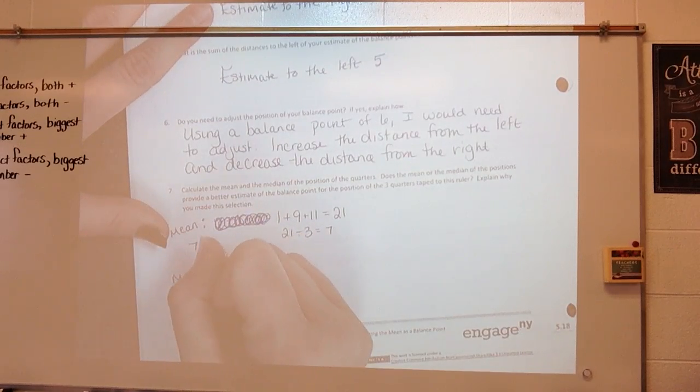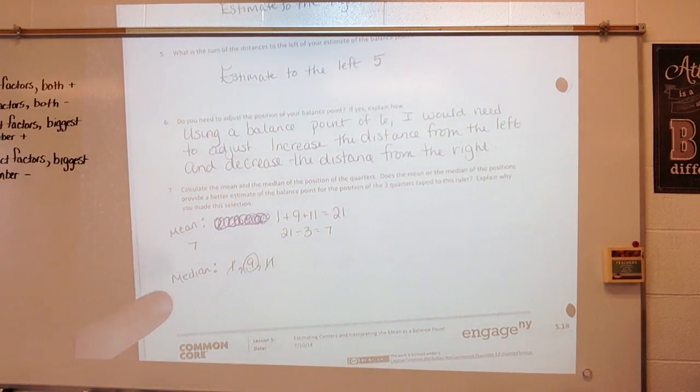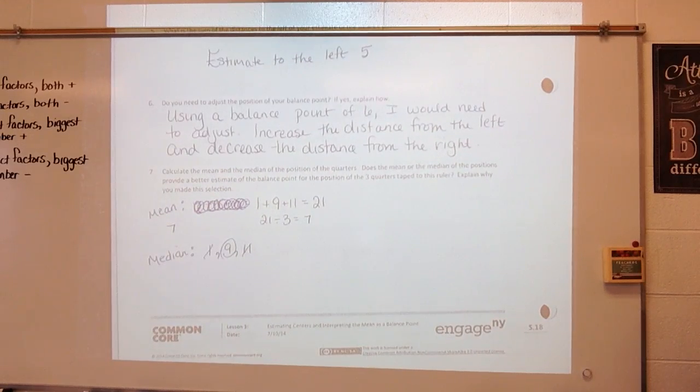How do I find the median? Well, I'm going to order them from least to greatest. And then I will start canceling out one by one on each side, get to the middle, and I find my median is 9. So the mean is 7, and the median is 9.